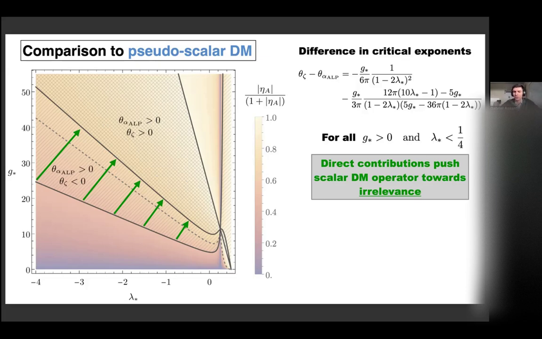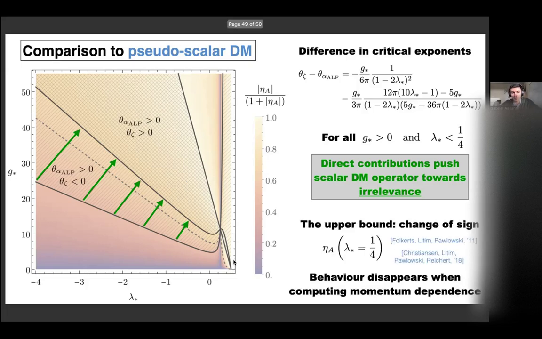This is a tiny technical comment on the side, but why do I care about 1/4? Because I know that I should care about 1/2, which is where I would get a singularity in the flow of the cosmological constant. The reason is that this is where the gauge anomalous dimension changes sign. This was observed before for non-abelian gauge fields in 2011 and 2018. And in 2018, the authors found that this behavior disappears if you compute momentum dependence, because here we're in a derivative expansion to extract all flows. So essentially we expect that this change of sign goes away.